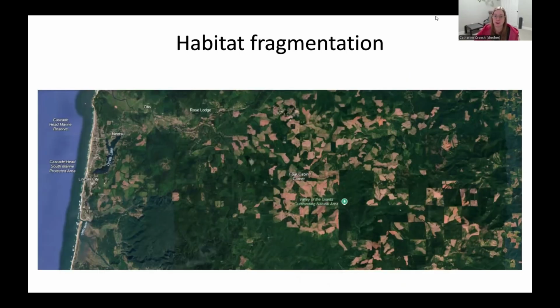Here's a picture of our state. This is the Oregon coast. On the left, you can see Lincoln City. I love the visual of the habitat fragmentation and the patch isolation here. You can really see what we're doing. What's interesting to me is how wonderfully square some of these logging patches are.